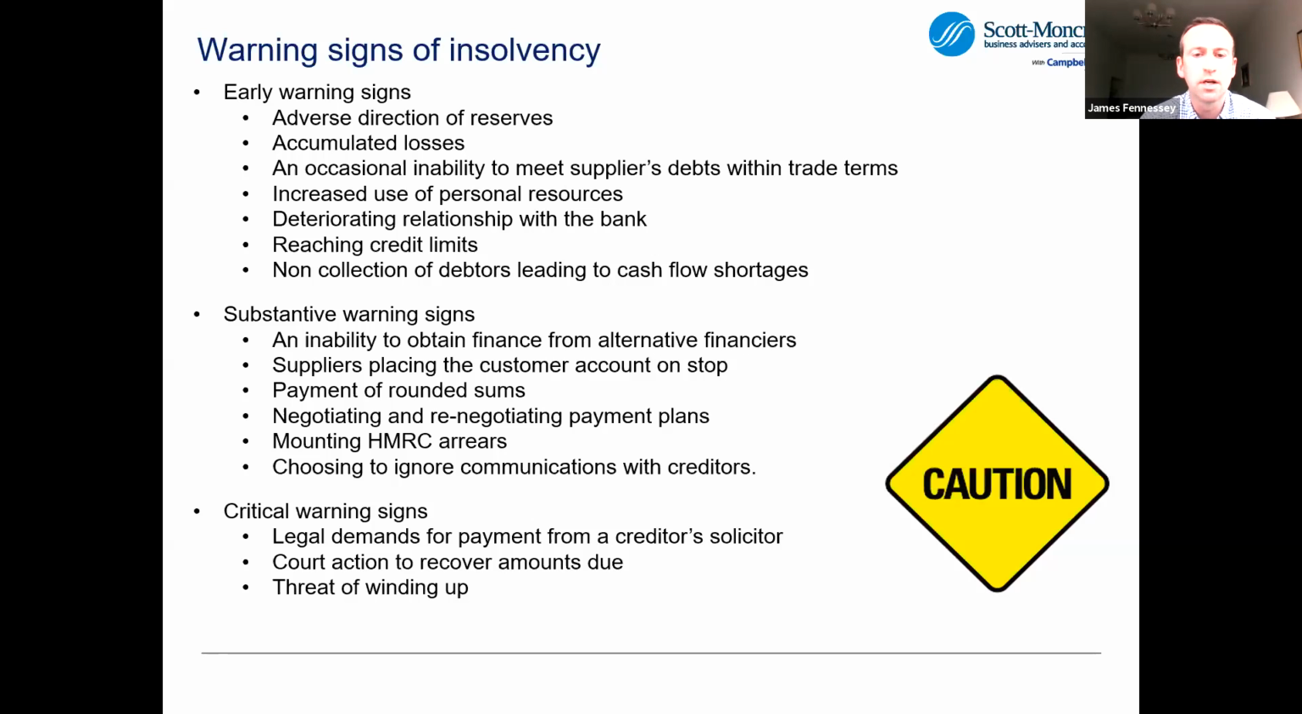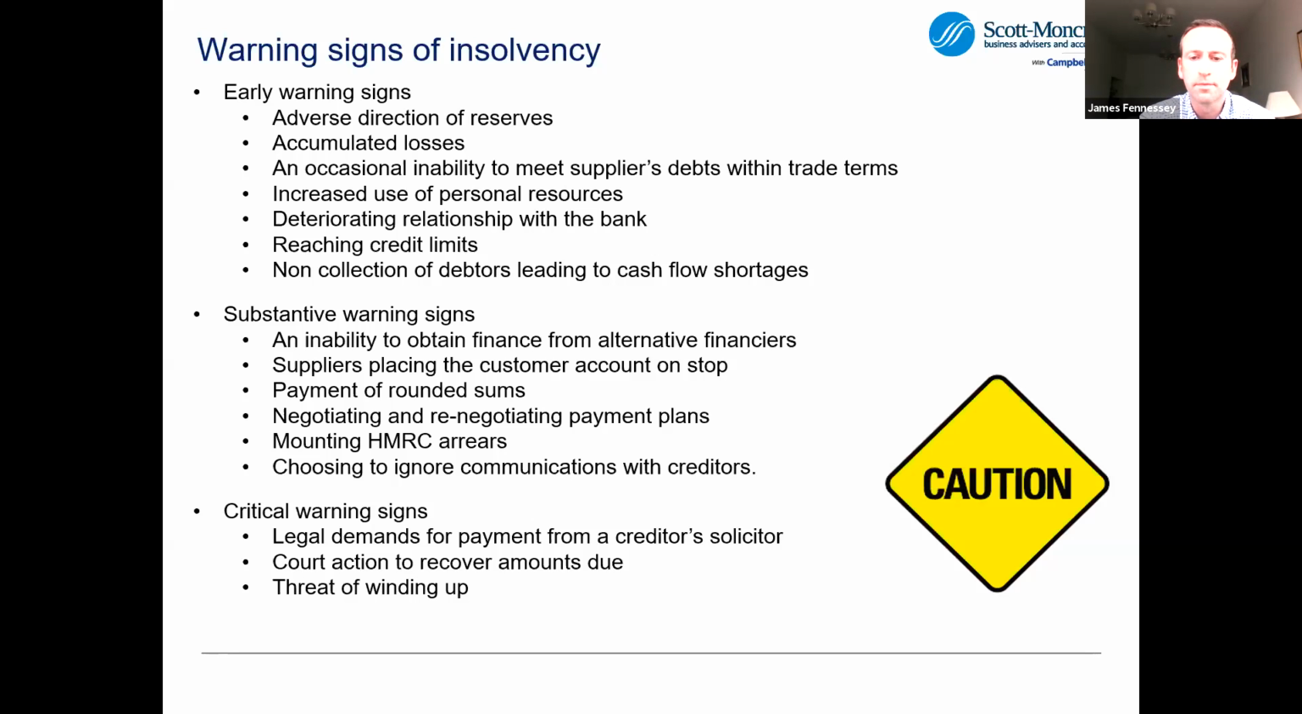Firstly, direction of reserves. Are reserves being used up, and how quickly is this happening? How are reserves likely to move over the next 3 months and beyond? How does this compare to your reserves policy? It's critical that any analysis of this is split between restricted and unrestricted funds if appropriate. Accumulated losses. Is the organisation making losses or deficits year on year? What effect is this going to have on its available working capital?